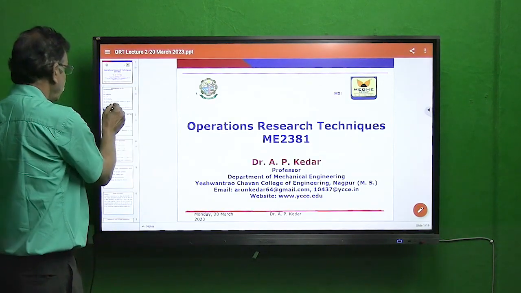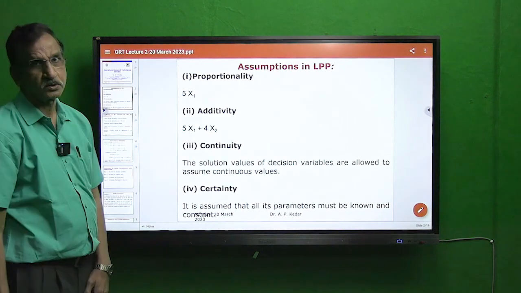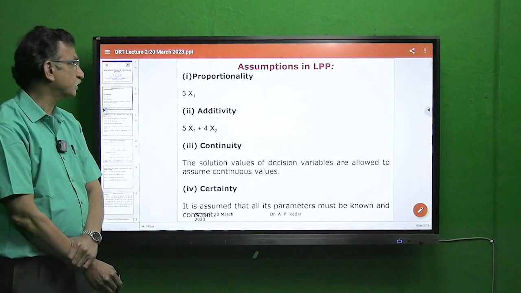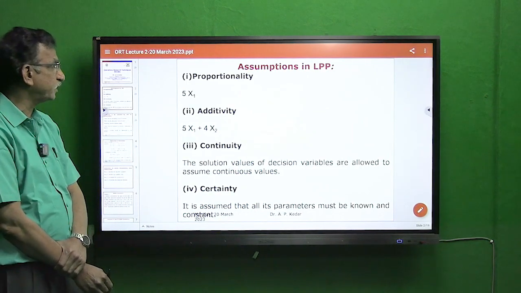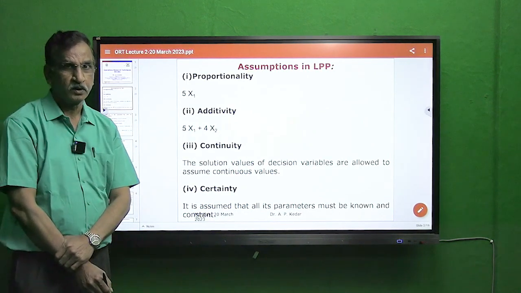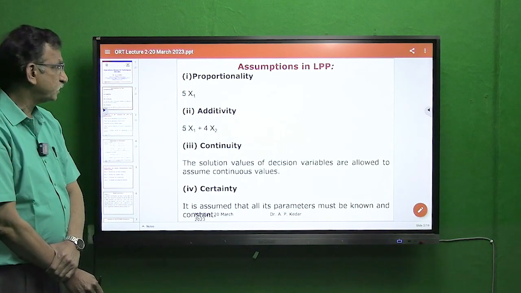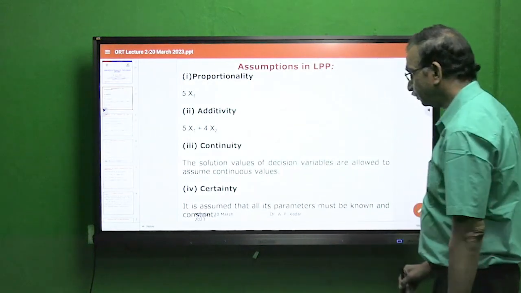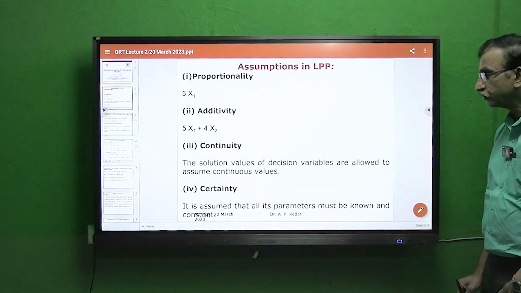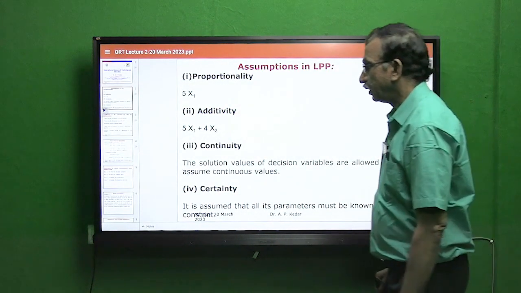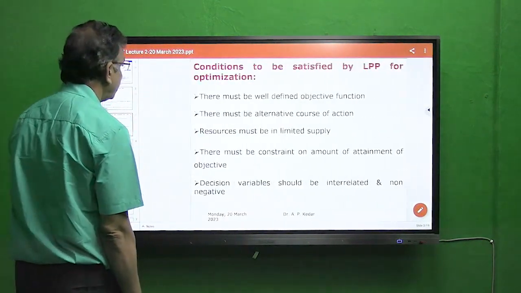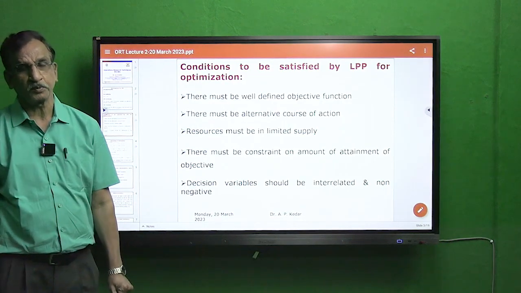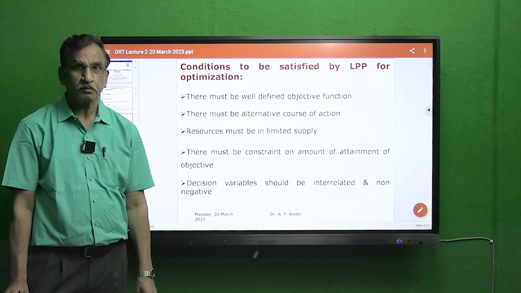If you recall, our last lecture was based on various assumptions, and we discussed various assumptions in LPP. I explained those assumptions with the help of examples. We have seen various assumptions like proportionality, additivity, continuity, and certainty. Along with this, we have also seen further conditions to be satisfied by a linear programming problem if it is to be optimized by the logic of linear programming.